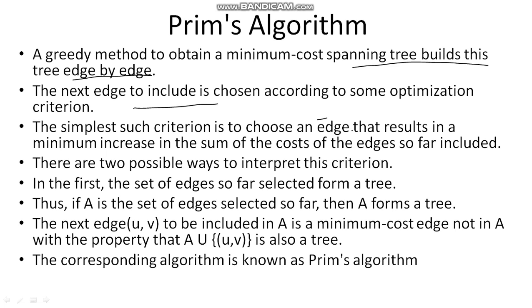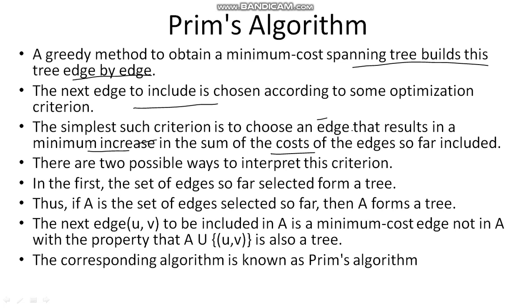speed. That is, the next edge to be included is chosen in such a way that some optimization criteria is applied. The simplest such criteria is to choose an edge that results in a minimum increase. So the total cost of increase should be minimum in the sum of the cost of the edges so far included. There are two ways. One of them we are discussing in this particular lecture.